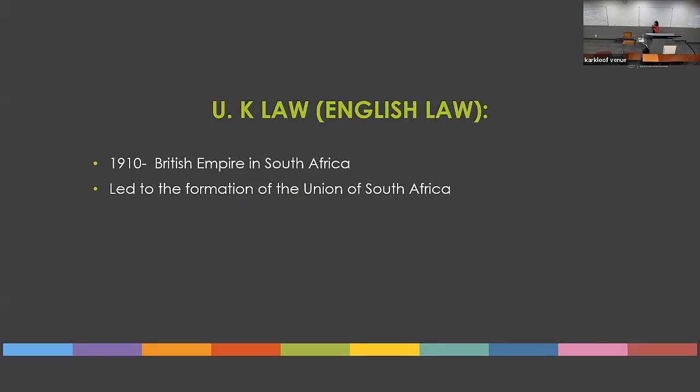Right, so that was your Roman Dutch law, that was your common law. Now we're looking at your English law. Now I have the date there, 1910, but that is not the date that it came into South Africa. It came in previously, but that is the date that the union was formed in South Africa in 1910. What do I mean that the union was formed? It means that the English law now prevailed.